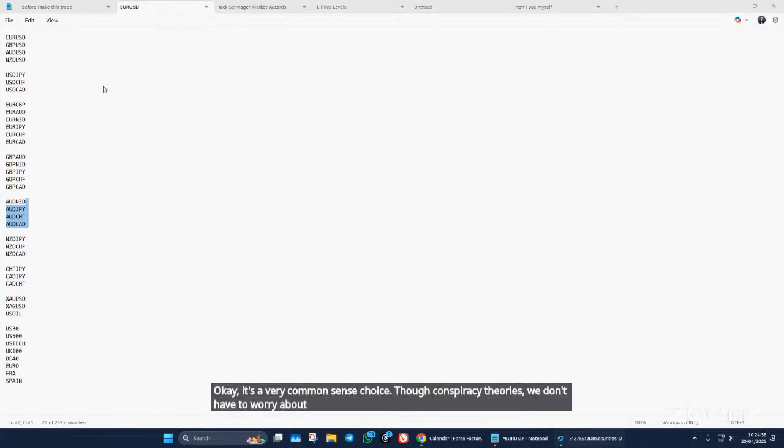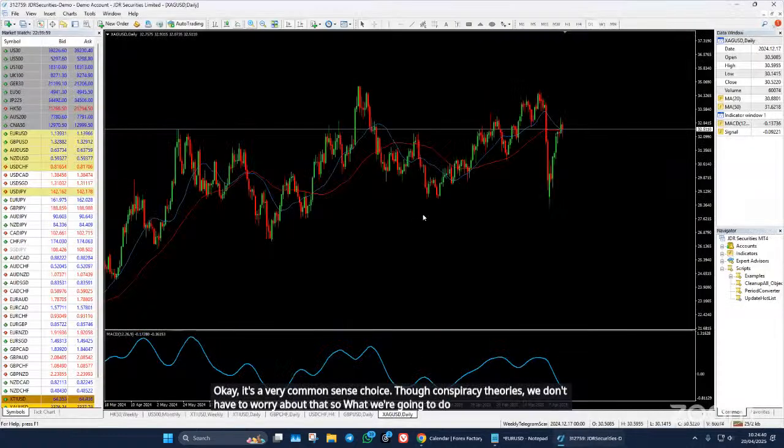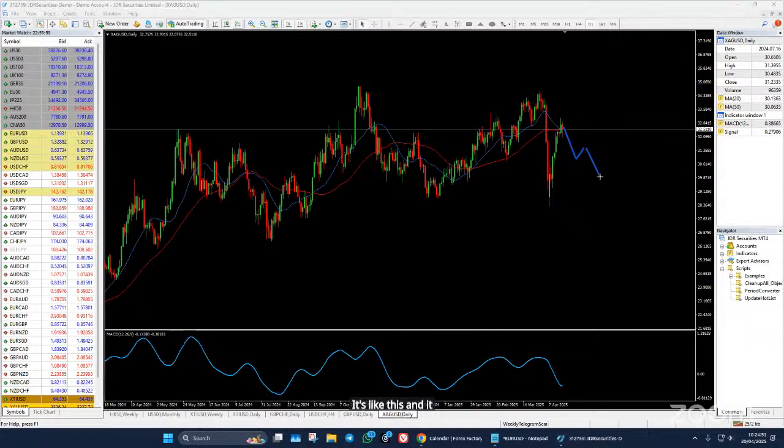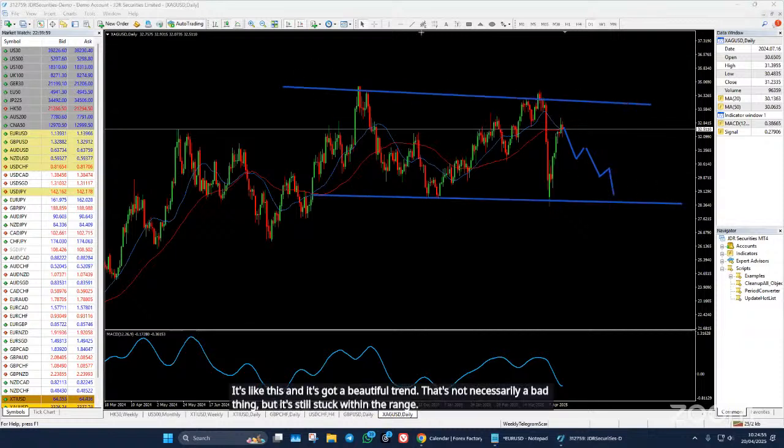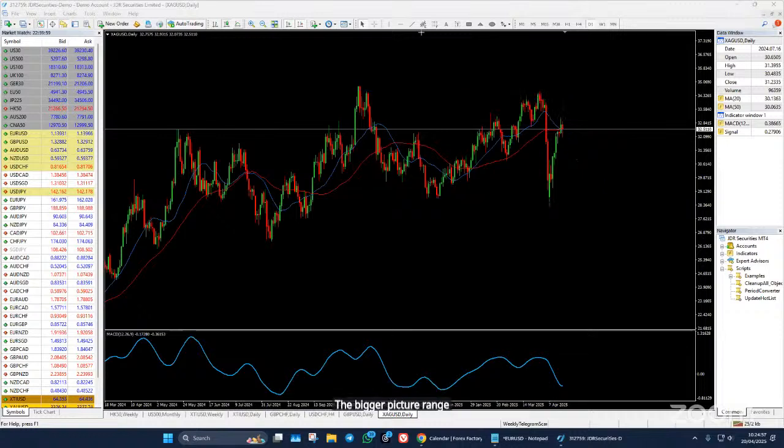So what we're going to do now is go through the global indices, and we're looking for a clear trend. Okay, I'm looking for it. If it's noisy, even if it's like this and it's got a beautiful trend, that's not necessarily a bad thing, but it's still stuck within the range, the bigger picture range. So just got to be cautious of that.